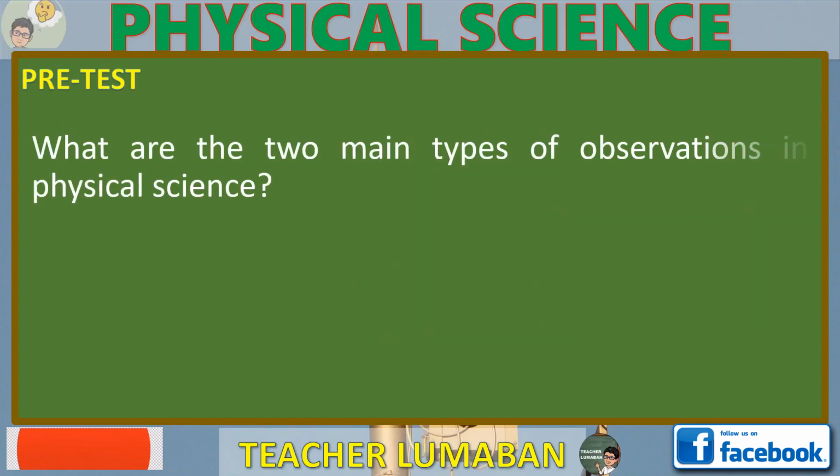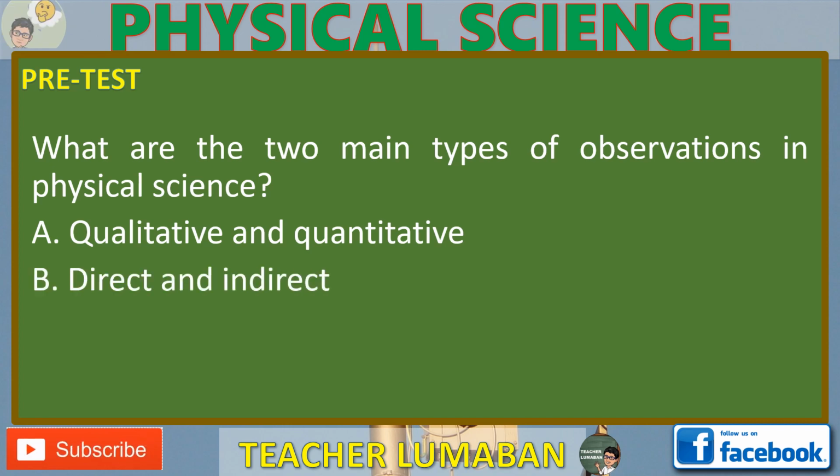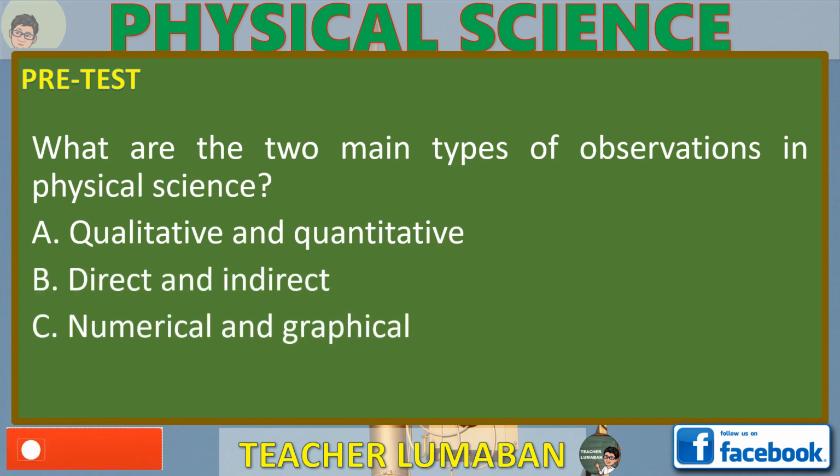What are the two main types of observations in physical science? Letter A, qualitative and quantitative. Letter B, direct and indirect. Letter C, numerical and graphical. Letter D, all of the above.